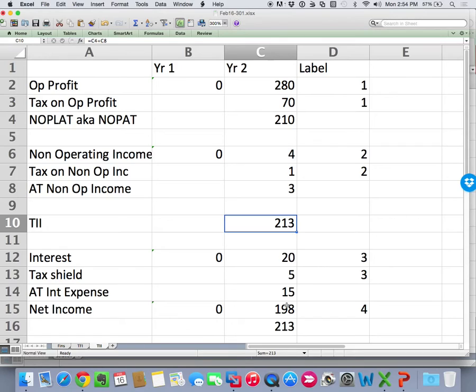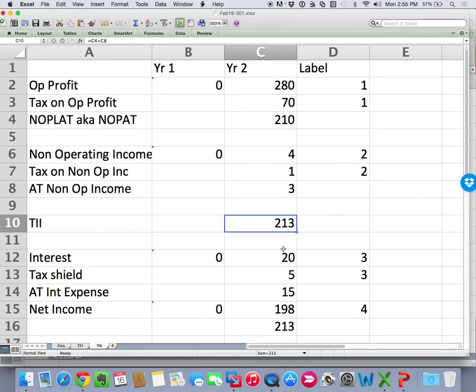So that's the whole idea of the statement. Total income available to investors. I generate 213. I have 213 to distribute. Where did I distribute it? Where did the 213 come from? 210 came from operations, 3 from non-operating investments. This is what I mean by cleaner statements. It gives us a much clearer view of the areas of the firm that are generating the cash flows.